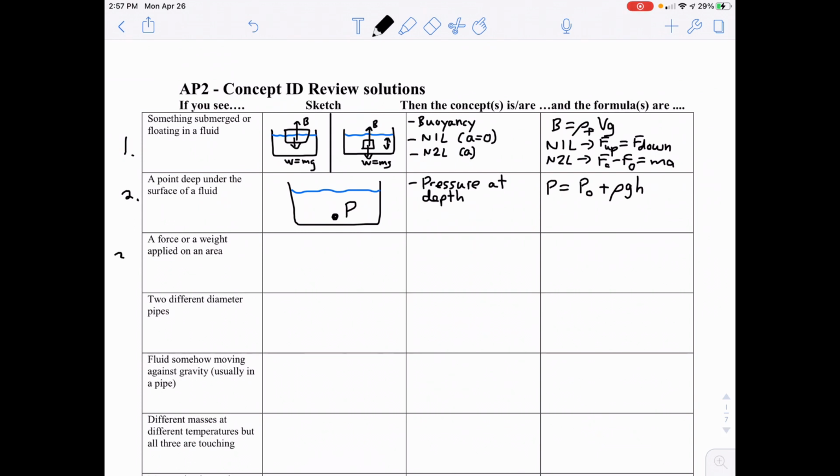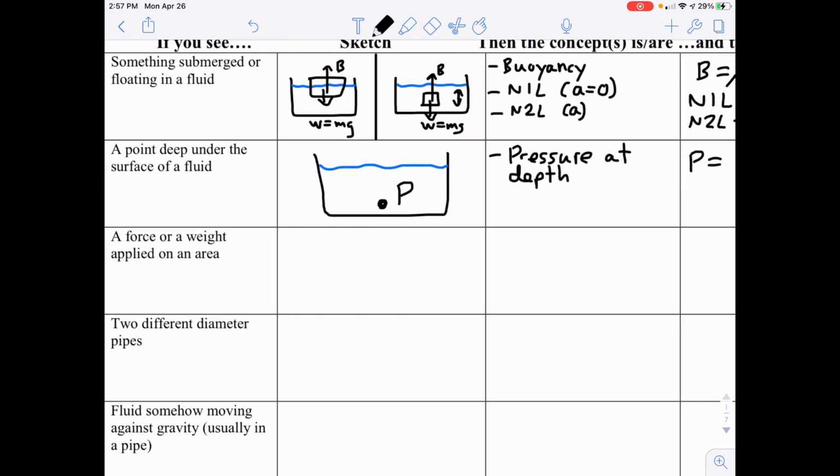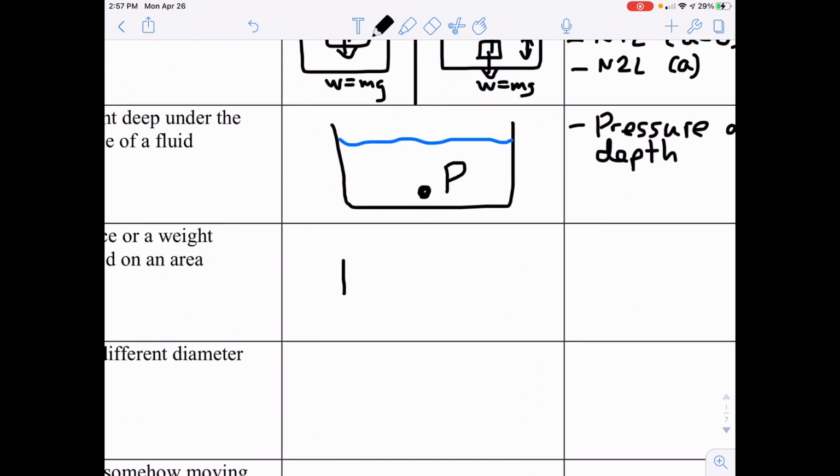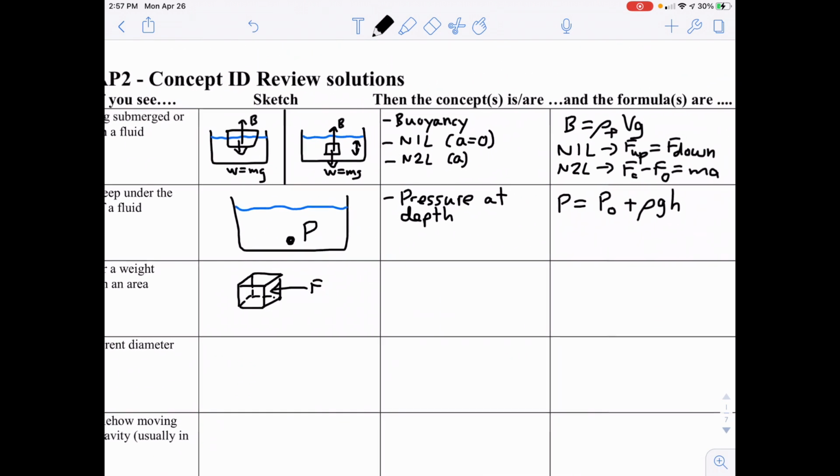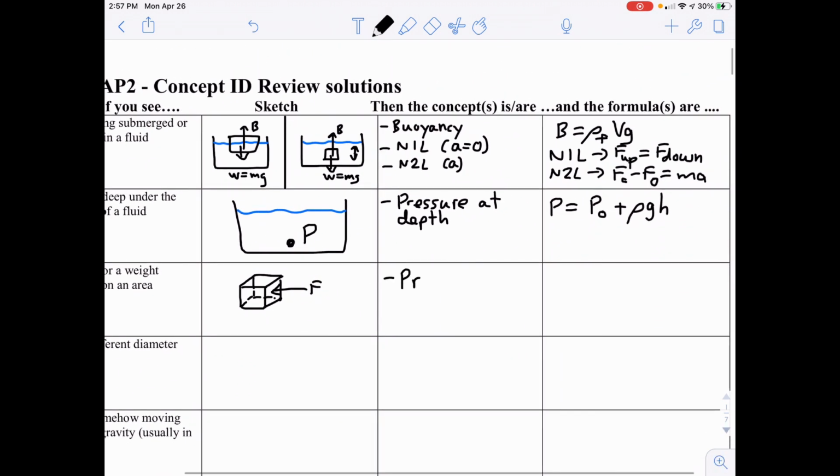Number 3. What if we have a force or a weight applied on a particular area? Okay, well, to visualize this, let me just really quickly draw a cube, just so I can give some sort of geometric reference. And let's say we're applying a force on one face of that cube. That, ladies and gentlemen, is just a plain old pressure problem. And pressure is the force per unit area.